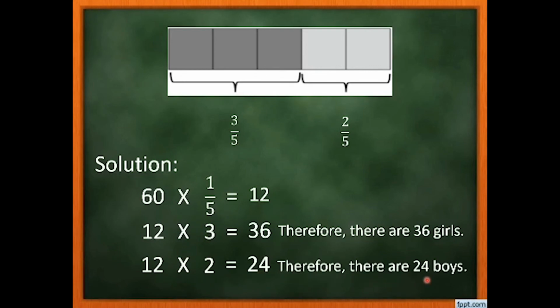To check our answer if it is correct, the total of the 36 girls and the 24 boys should be equal to the total number of students. How many students are there? It should be 60. So if we add 36 and 24, does it sum up to 60? Correct, it sums up to 60. 36 plus 24 is 60. It means our answer is correct.